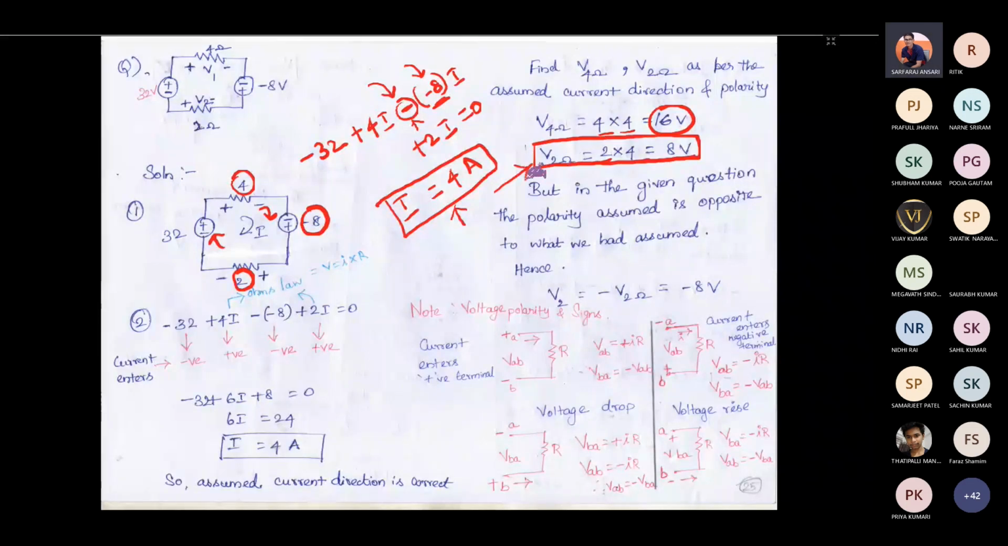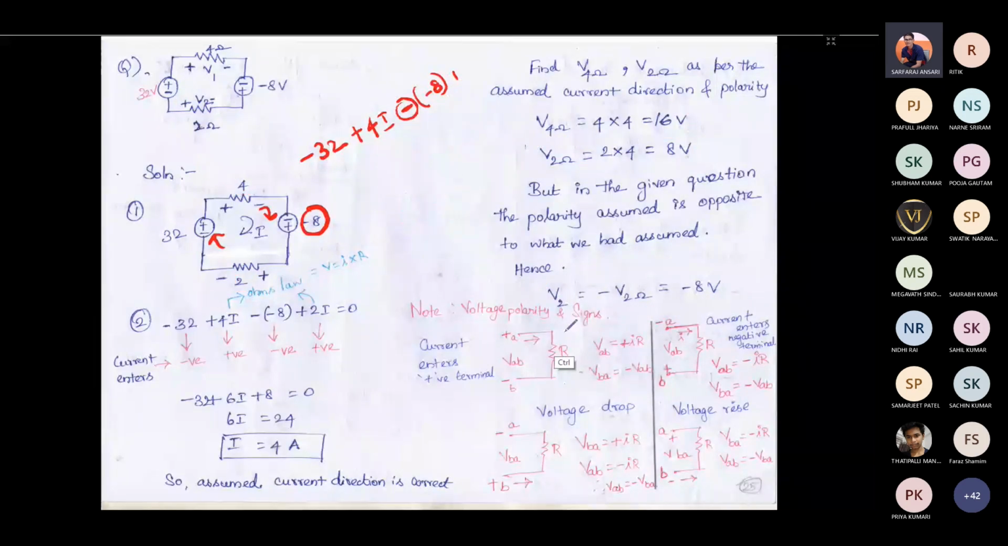But in the actual question, they have asked the voltage in this fashion. So in that case, we have to take the reverse of that. So I have taken V2 equal to minus of the 2 ohm resistor voltage, that is equal to minus 8 volt. So how I have written it, I have mentioned it here. Why it is like that, we have mentioned it here in detail.